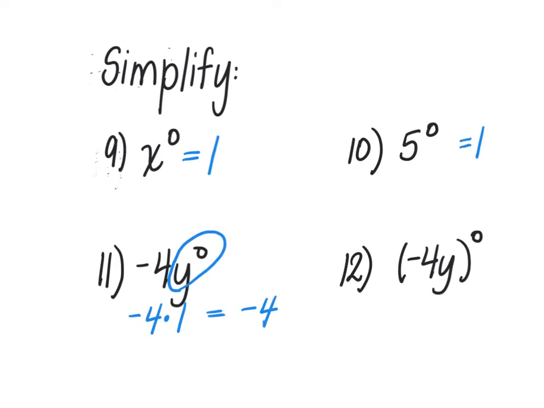But looking at number 12, we have negative 4y, in parentheses, raised to the 0 power. And here, everything is being wrapped inside the parentheses, so all of this gets the 0 power. So that whole base gets the 0 power, which means it simplifies to 1. So it's back to how important parentheses are.